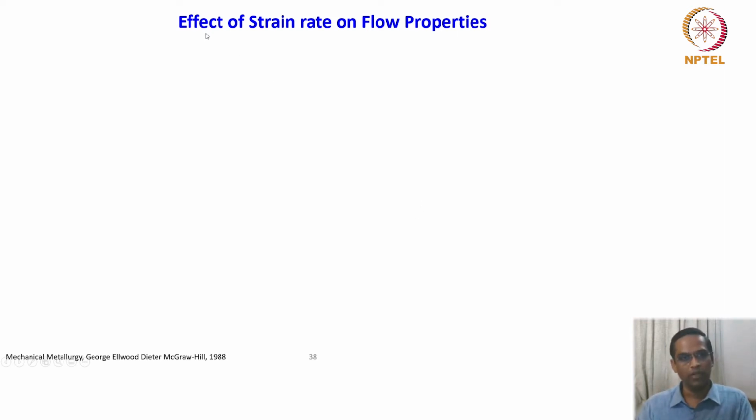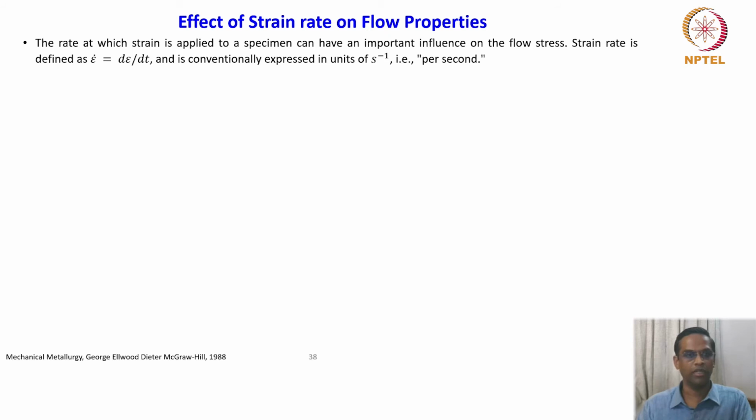Now we go to the effect of strain rate on flow properties. The rate at which the strain is applied to a specimen can have an important influence on the flow stress. The strain rate is defined as epsilon dot, which is d epsilon by dt, and it is conventionally expressed in units of per second.